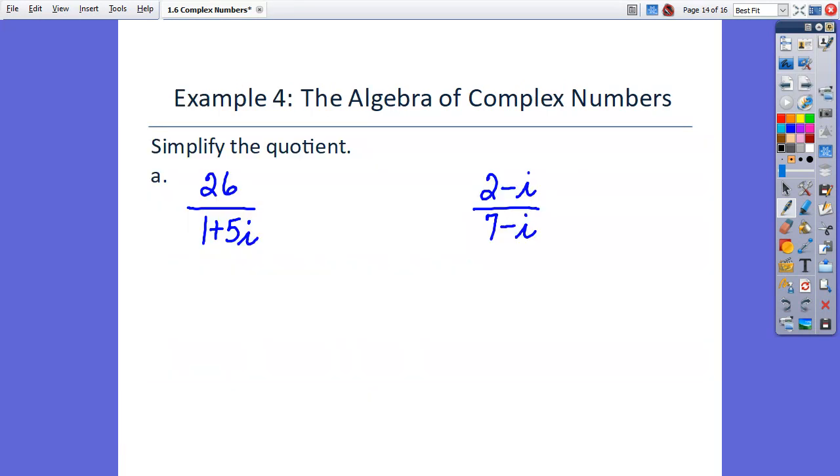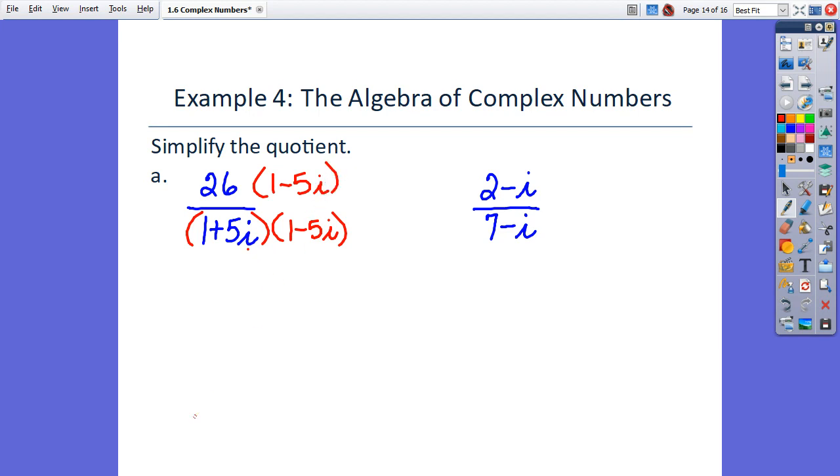So if we look at an example such as this, what we have is 26 over 1 plus 5i. The issue is that if we have i in the denominator, what we technically have is a radical in the denominator because i is the square root of -1. So we're going to end up needing to rationalize, and we're going to use the complex conjugate, which is 1 minus 5i. And whatever you do at the bottom, make sure to do to the top. And so we get something like this.